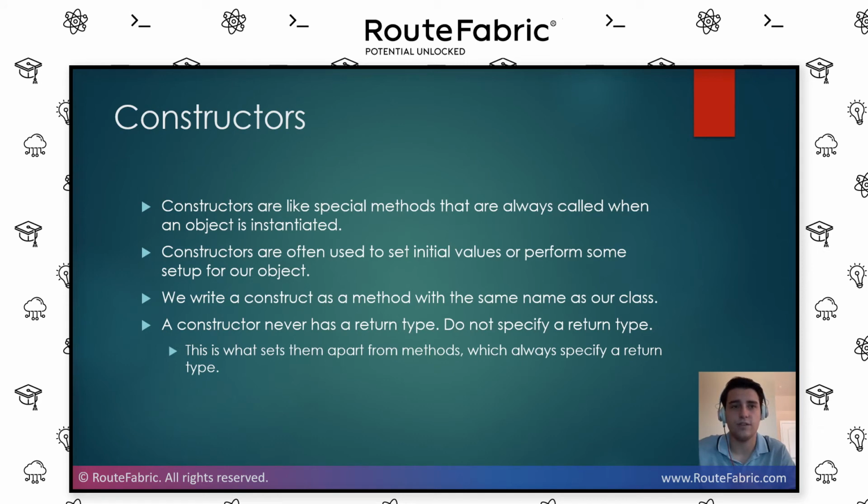Constructors do not have a return type because they're simply called when an object is instantiated. And when we instantiate an object, we're not going to be getting anything back. We're just creating that object, and that's what we're getting back. So we don't specify a return type with constructors ever.